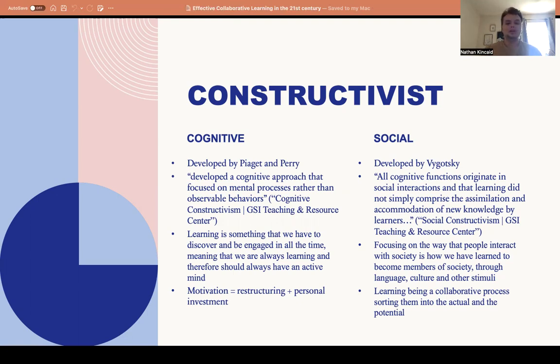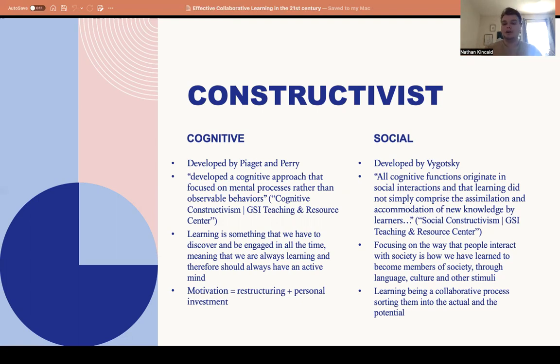Cognitive also focuses on learning as something that we have to discover and engage in all the time, meaning that you are always learning and therefore you should always have an active mind, as they quoted and said. Active mind more meaning that you are still always learning. You're never not going to be learning, whether you're 2 or you're 92. You're still learning until the last day you are on this earth.